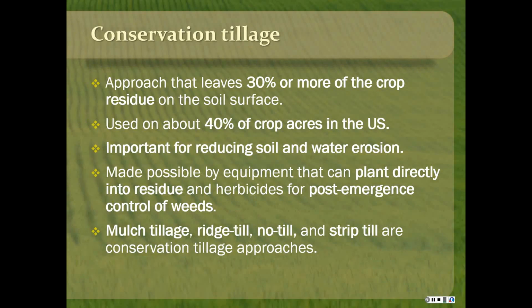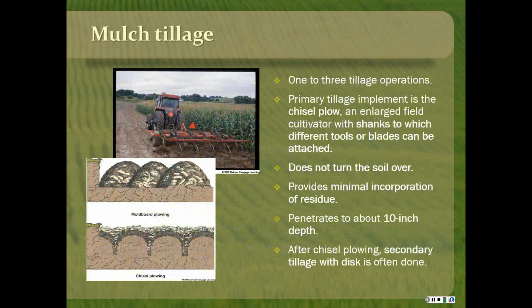We'll go over those. And mulch tillage includes 1 to 3 tillage operations. The primary tillage implement is a chisel plow. There's one showing on top there. And that's just kind of an enlarged field cultivator that has shanks that you can attach different tools or blades depending on what you want to do. And it doesn't totally turn the soil over. The picture on the bottom shows kind of the tillage pattern.